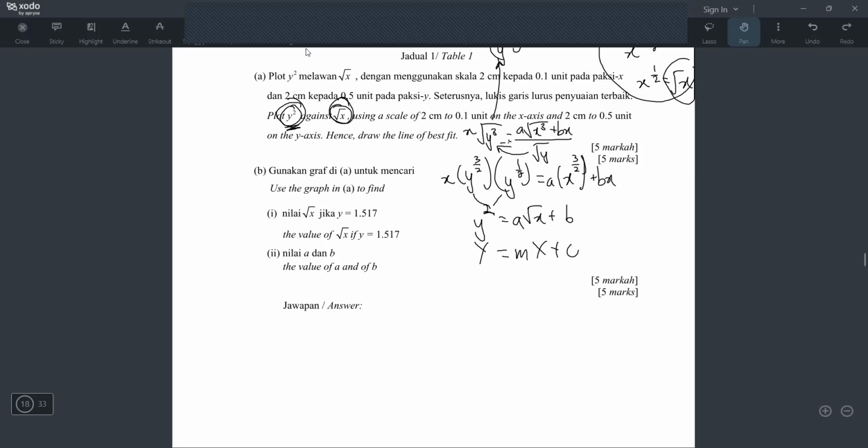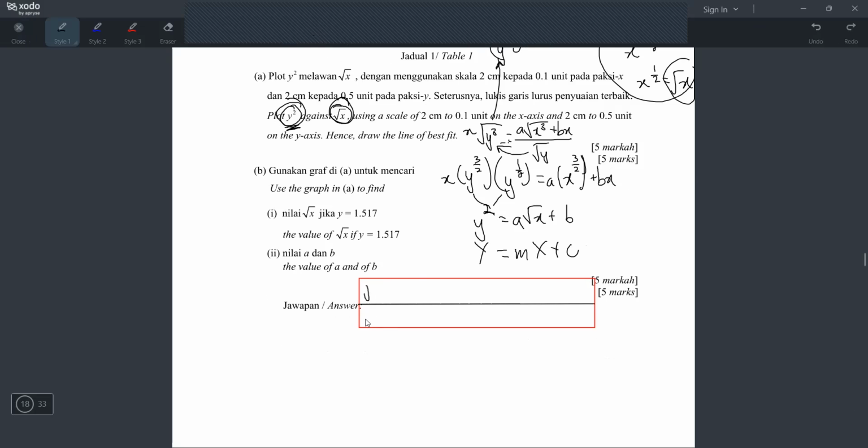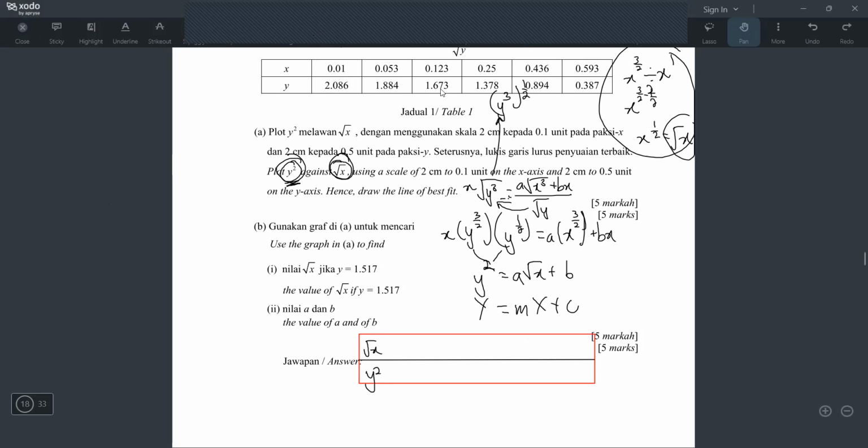But before I plot the graph, there's still one more step I have to do, which is I have to locate the table, right? Because now my x-axis and y-axis have changed already, right? So what is my new x-axis? My new x-axis is square root x, and then my new y-axis is y square, right? So here it will be square root x, this will be y square. And how many points? We just refer to the original table. 1, 2, 3, 4, 5, 6. 6 columns, right? The first column here I have to write is, let's draw nicely first. 1, 2, 3, 4, 5, 6.